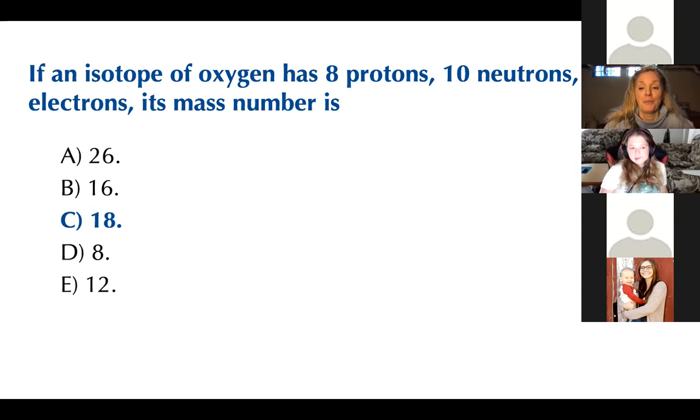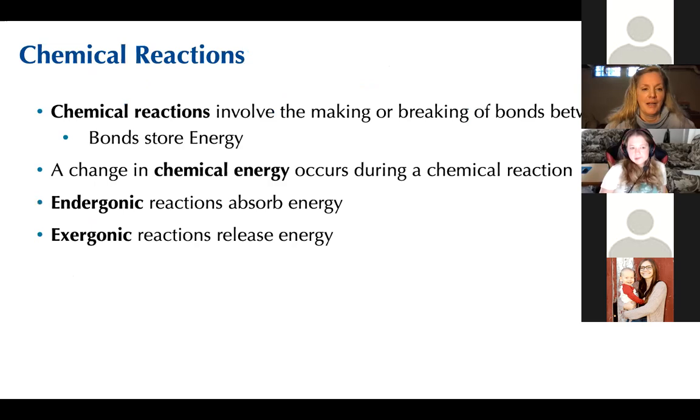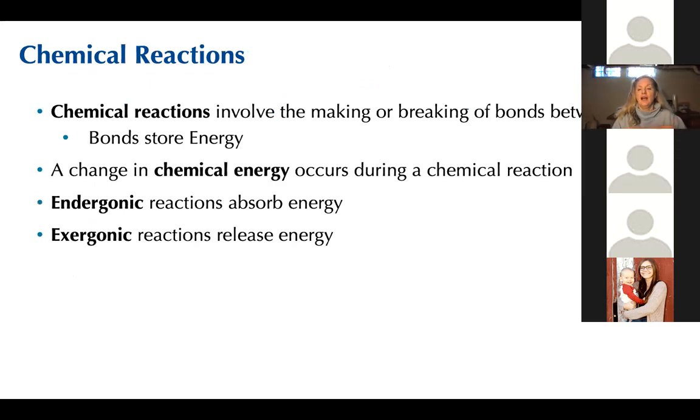Atomic number is just the number of protons. So atomic number would be 8. Okay. All right. Chemical reactions. So now we've kind of looked at our elements and all that.